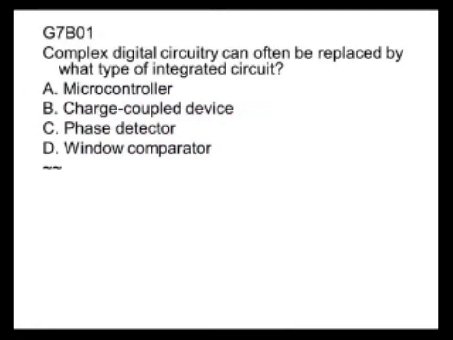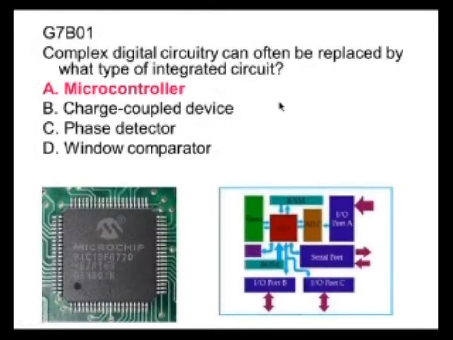Complex digital circuitry can often be replaced by what type of integrated circuit? You can use the microcontroller or the microcomputer to replace complex circuitry. Here is that microchip again. Here's some of the stuff that's inside it. There's a CPU. There's a serial port in and out.